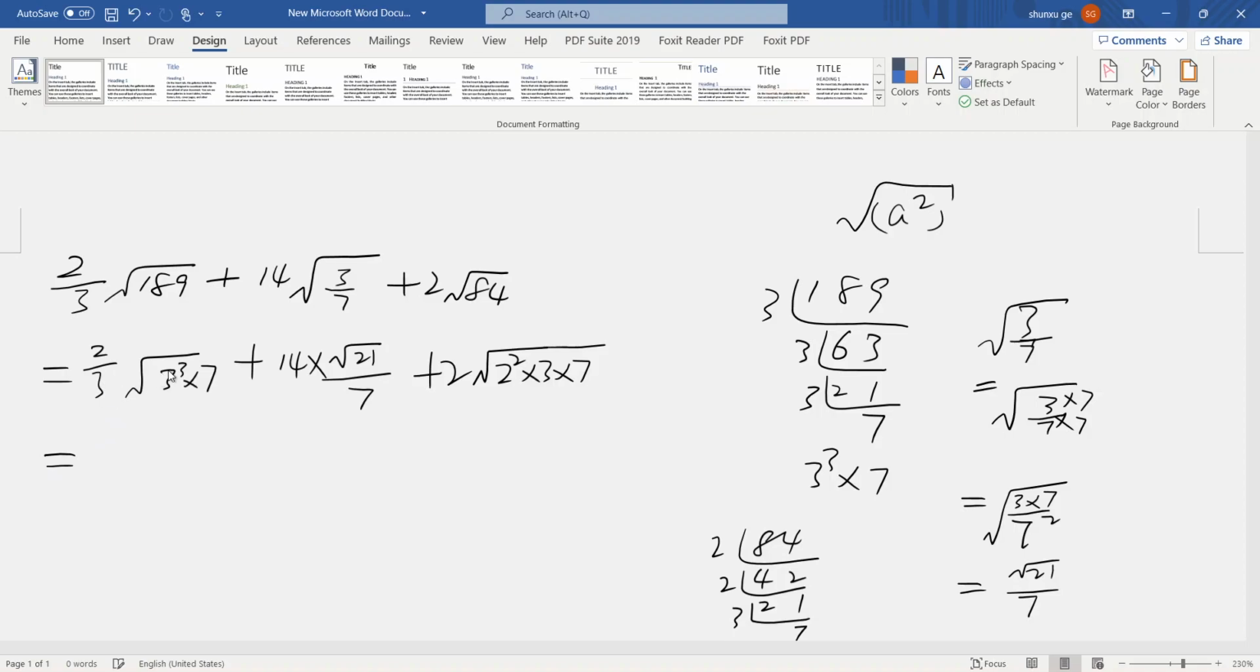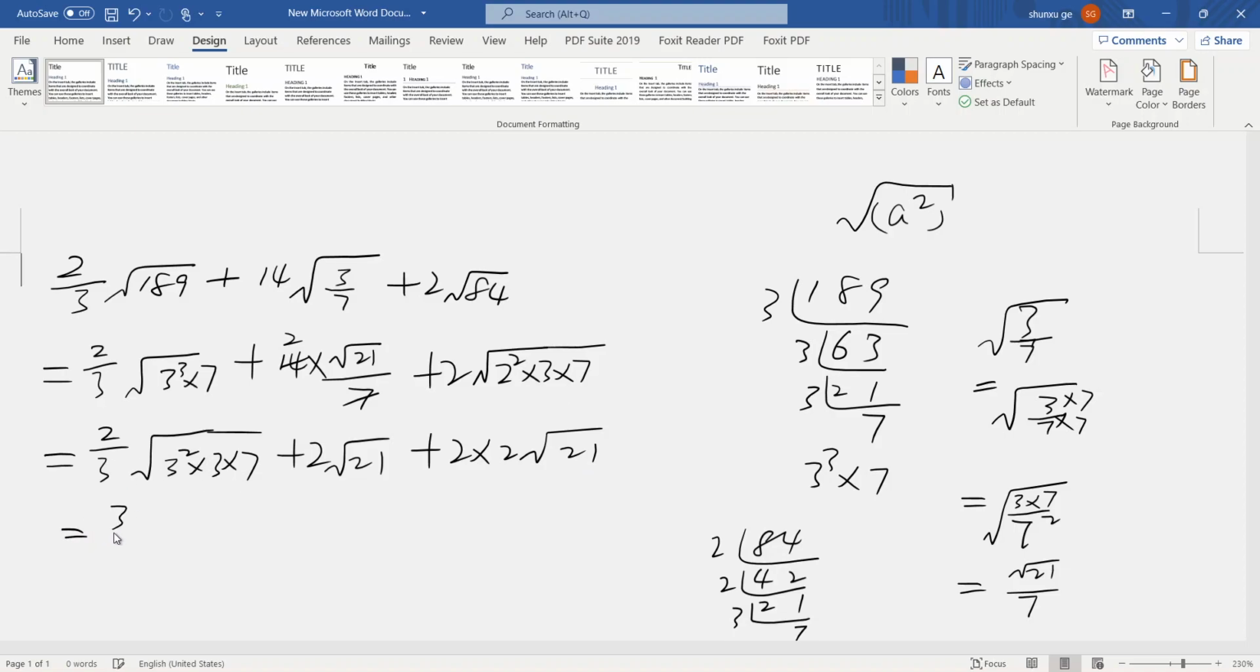Okay, we write again. 2 to 3, 3 squared times 3. So 3 cubed, we can write as 3 squared times 3. Then times 7. Plus, here is 7. Divide 7, 2. Okay, here 2 square root 21. Plus, here 2 we can take out. 2 times 2 squared, 3 times 7, 21. Okay, here we can take out 3.